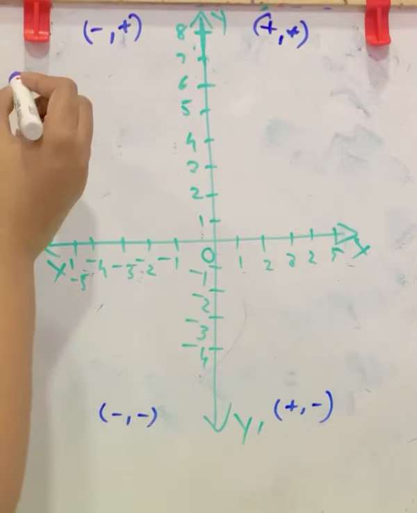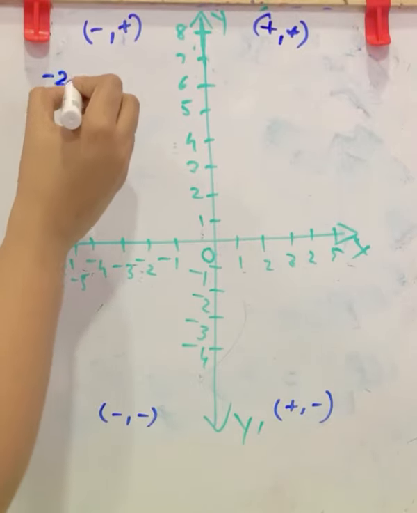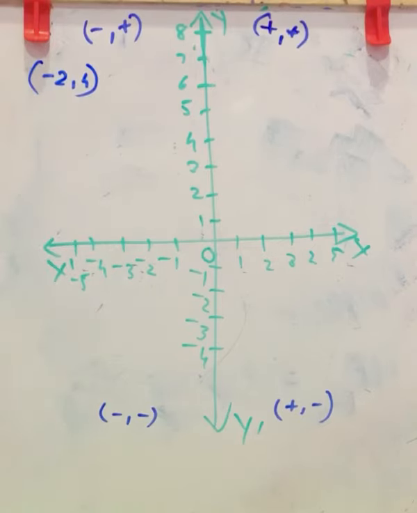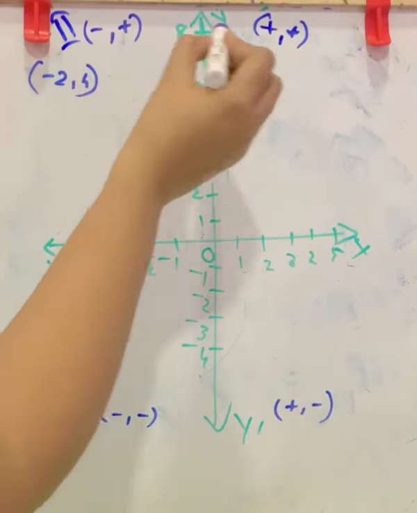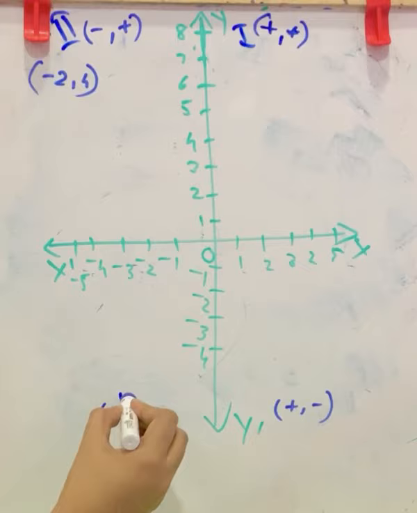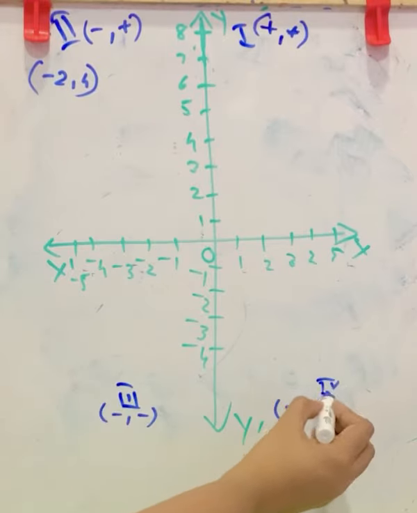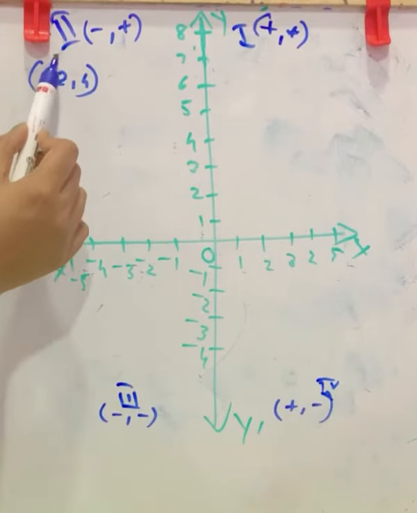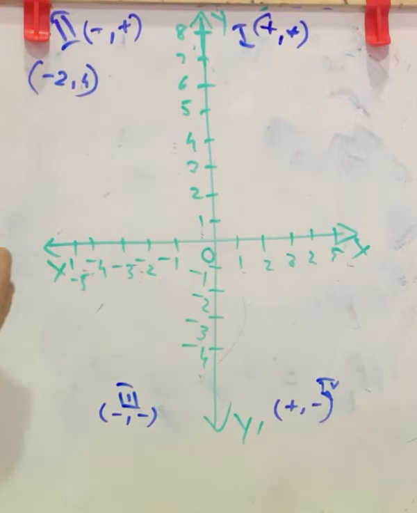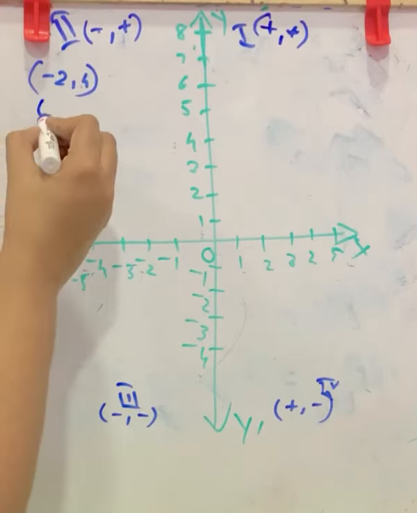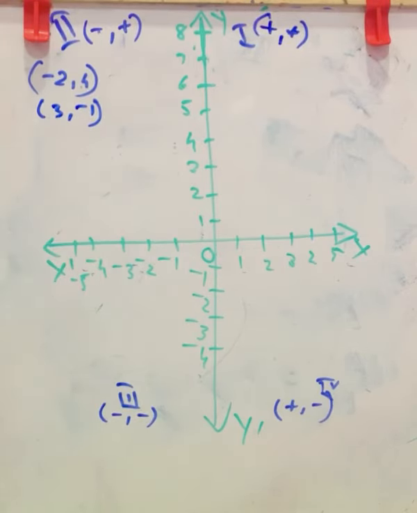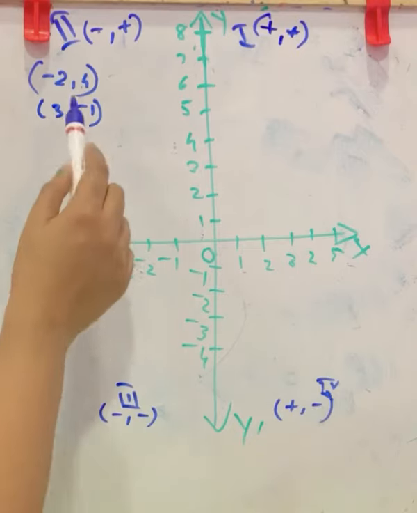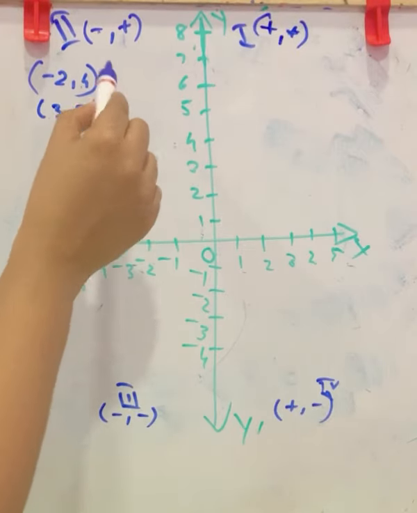Now first question is -2, 4. In which quadrant will it lie? That is, x is negative, y is positive. So it will be in the second quadrant. This is first, second, third and fourth. So this is second quadrant, that is x is negative, y is positive. Next is 3, -1. Here x is positive, y is negative. Fourth quadrant. This is fourth, this is second.